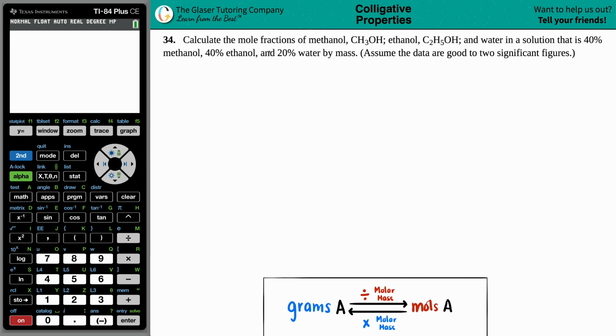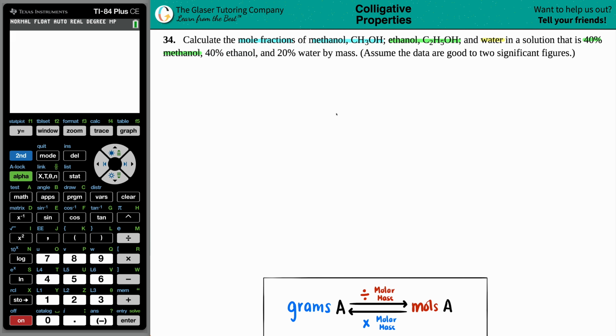Number 34, calculate the mole fractions of methanol, which is CH3OH, ethanol, which is C2H5OH, and water in a solution that is 40% methanol. Okay, we got 60%, just kidding, 40% ethanol and 20% water by mass.